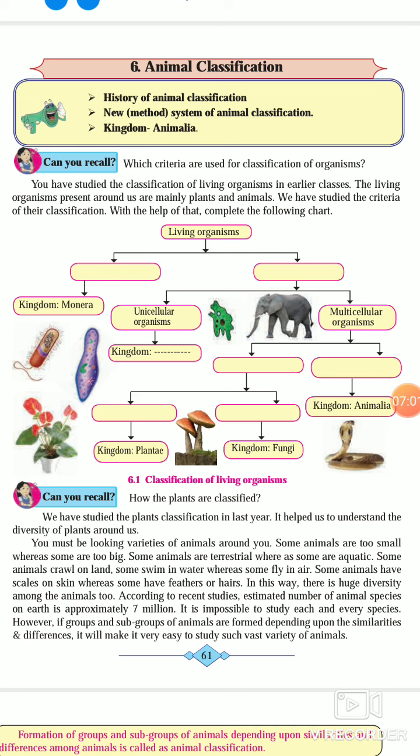For our convenience, it will be easy to classify them. If we study one animal of a group, then we understand the characters of the other animals as well. So it is impossible to study each and every species. However, if groups and subgroups of animals are formed, depending on their similarities or depending on their differences, it will make our study easy.